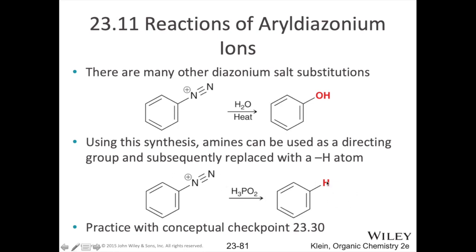Now, if that seems kind of silly, keep in mind that having that amine there initially might be useful from a directing standpoint. So maybe you want that amine as an ortho-para directing group, and then you want to get rid of it once you've put in whatever substituents you need. Okay, so anyway, to get rid of that amine, you convert it to a diazonium ion and then treat it with hypophosphorus acid, and you basically get rid of it and just swap it out for a hydrogen.